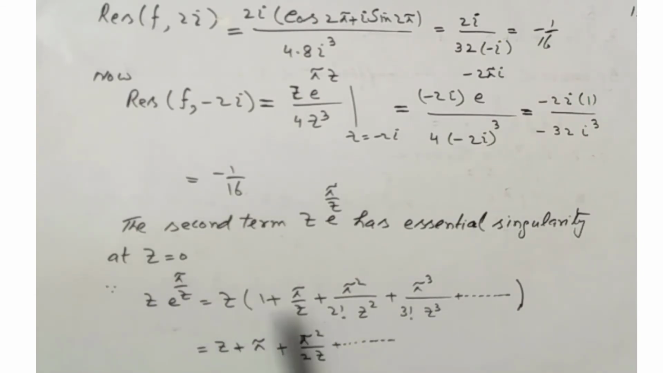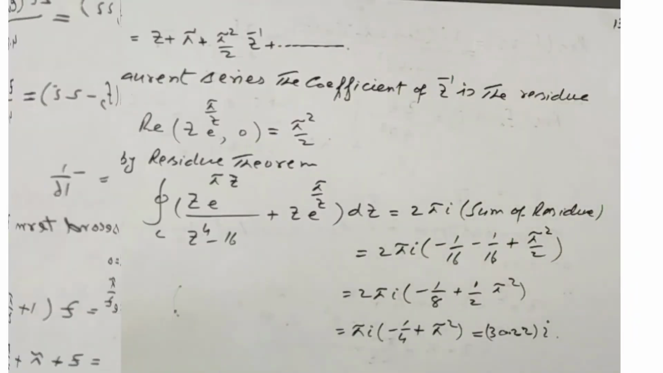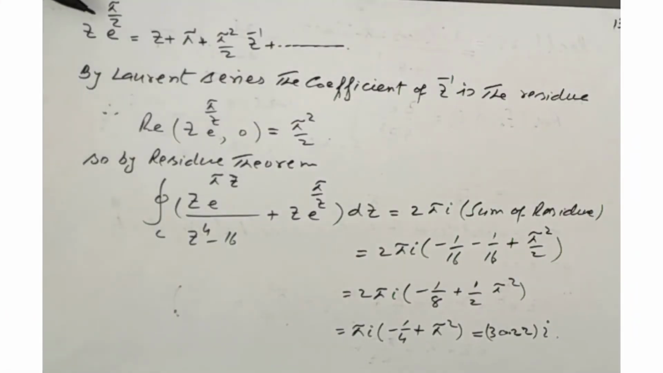Now the expansion of e to the pi by z is this. We multiply this term by z, and this becomes z plus pi square by 2z and so on. So z e^(pi/z) equals z plus pi square by 2z minus 1 and so on. By Laurent series, the coefficient of z minus 1 is the residue. So we see that the coefficient of z minus 1 is pi square by 2. So this is the residue of z e^(pi/z).